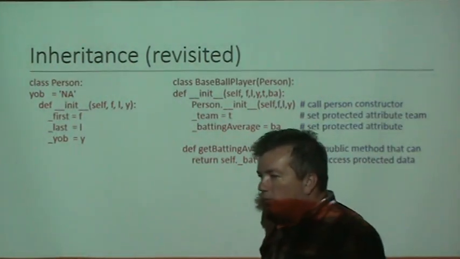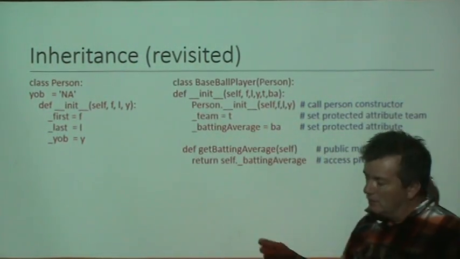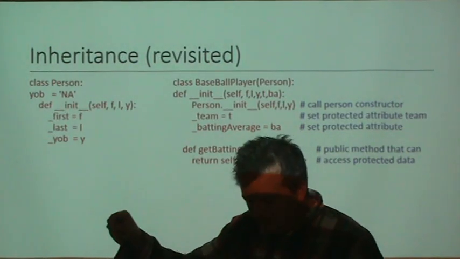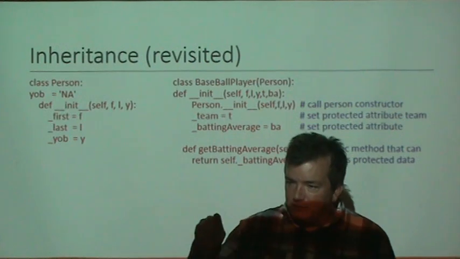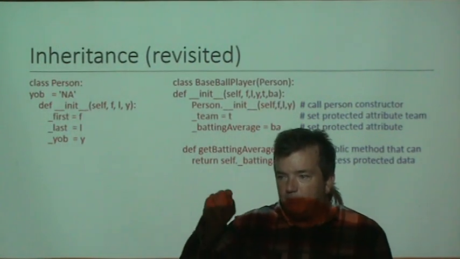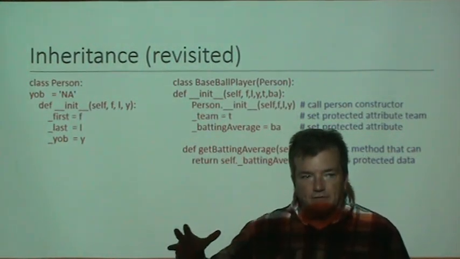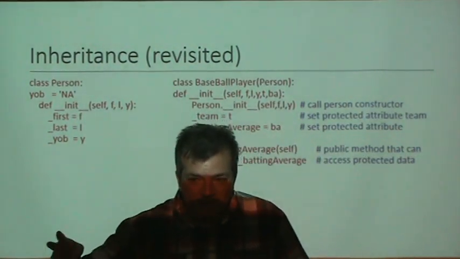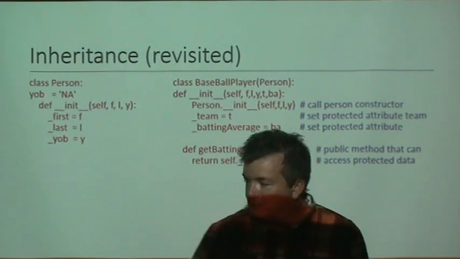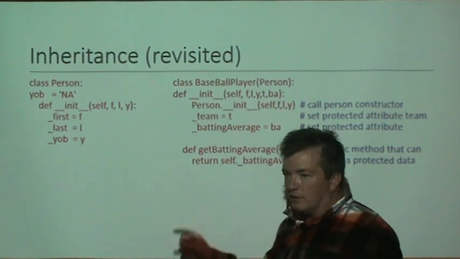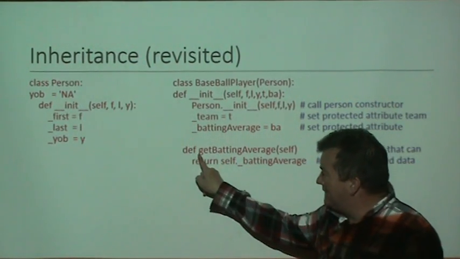So if I want to know what Joe DiMaggio's batting average is, if I have a variable called BBP and I set it to Joe DiMaggio, I can't just say print BBP.batting average, because it's going to say, sorry, the batting average field is protected, you can't see it. The designer of the class did not allow you to see it directly, because they put the underscore here, meaning it's protected.